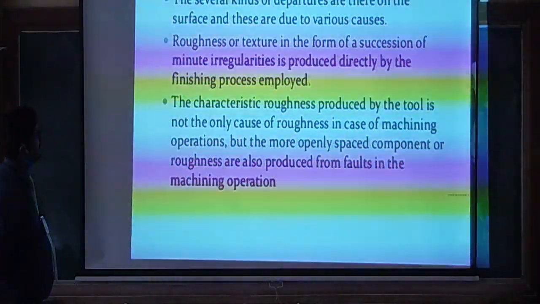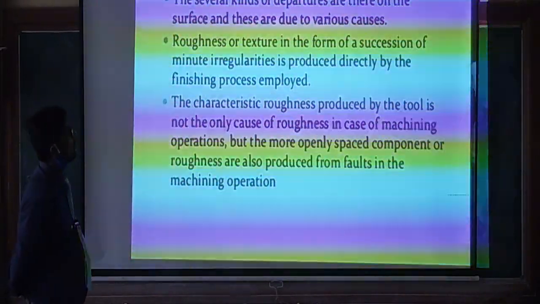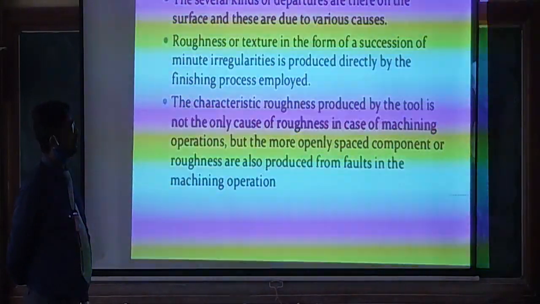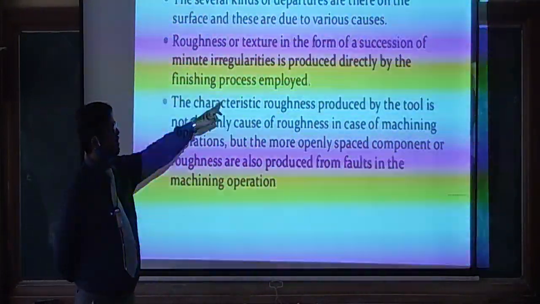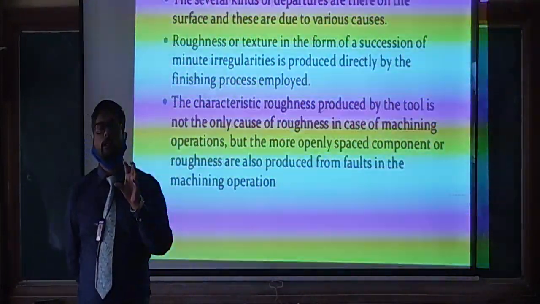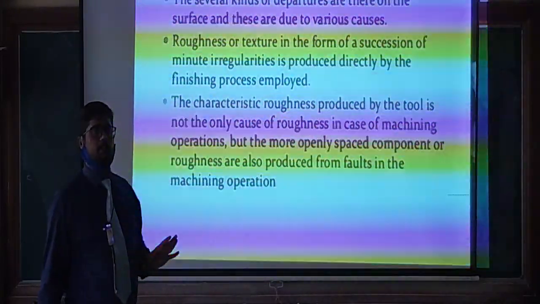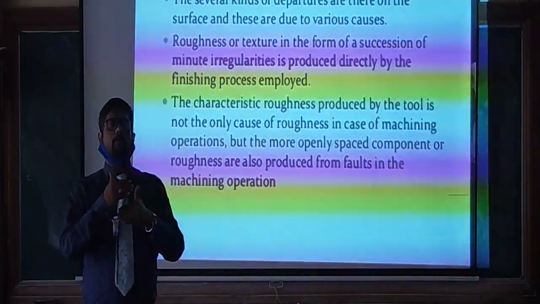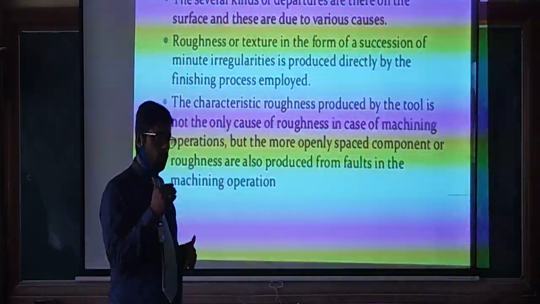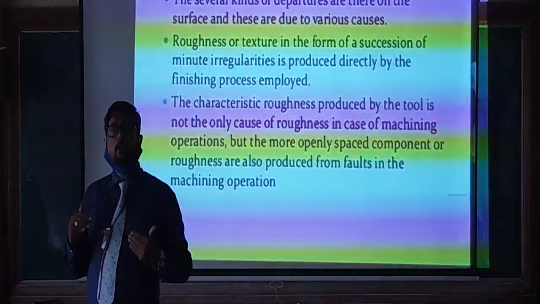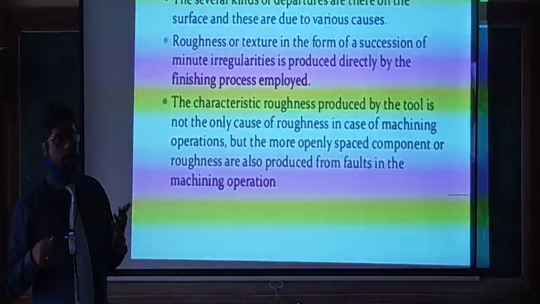So the second point: the roughness or texture in the form of a succession of minute irregularities is produced directly by the finishing process employed. Whatever the finishing process employed, that is a direct succession, a texture in the form of succession. So initially, if you go for semi-finish machining, the surface texture is very high.